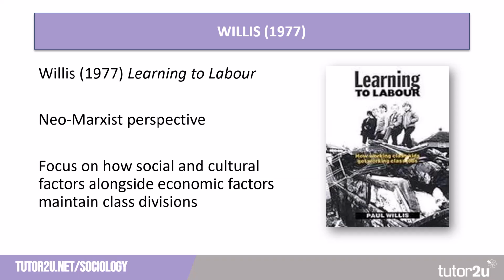Paul Willis's Learning to Labour is a famous sociological study published in 1977. It explores why working class kids often end up in working class jobs. Willis wanted to understand how schools contribute to this cycle, and his work is considered a classic in sociology and gives us deep insights into the relationship between education and social class.